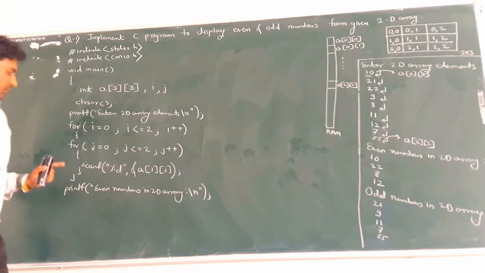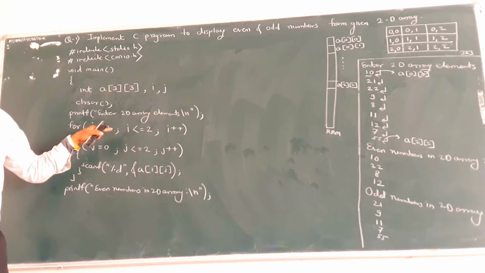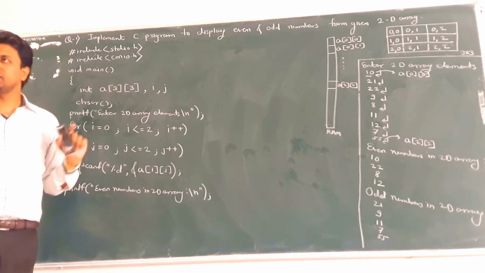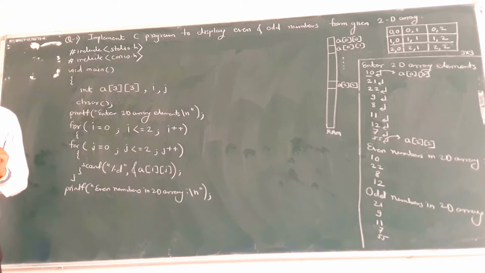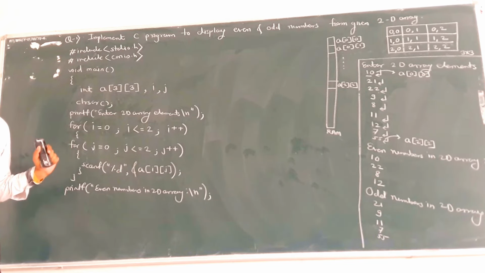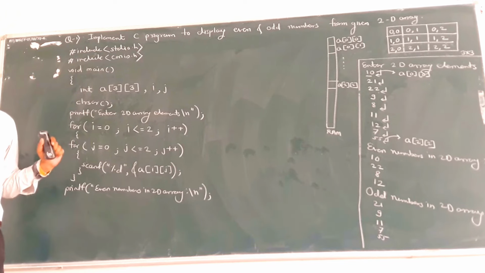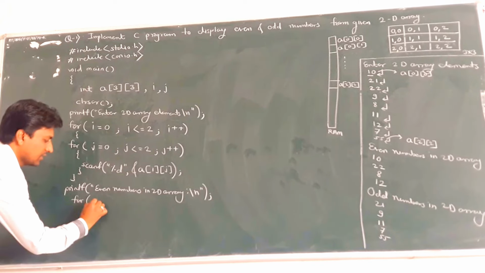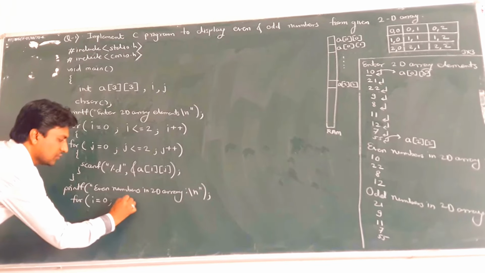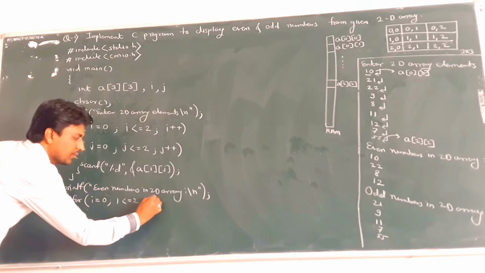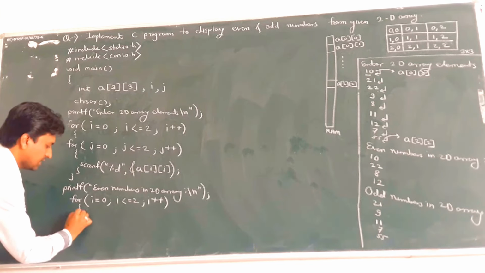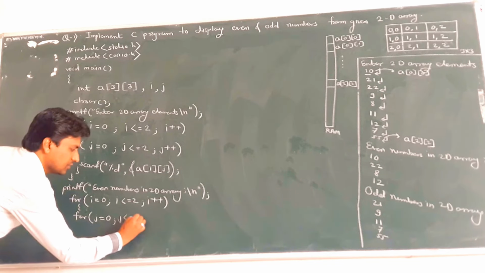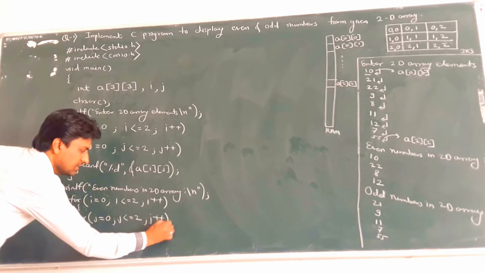That means we have to search which elements are even in this two-dimensional array. The array is A of 3, 3. So for searching even numbers, we have to use again two for loops. Clear? So again use two for loops. Use the same index, i starts from 0, i less than or equal to 2, i plus plus. Then the inner for loop, j equal to 0, j less than or equal to 2, j plus plus.